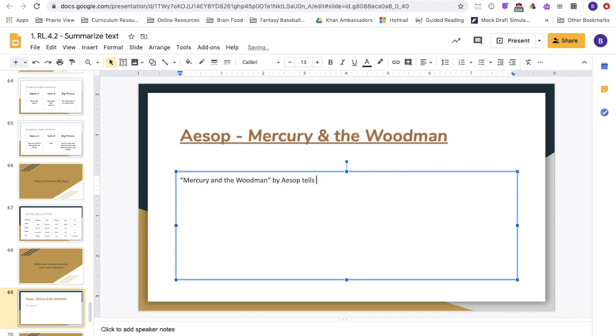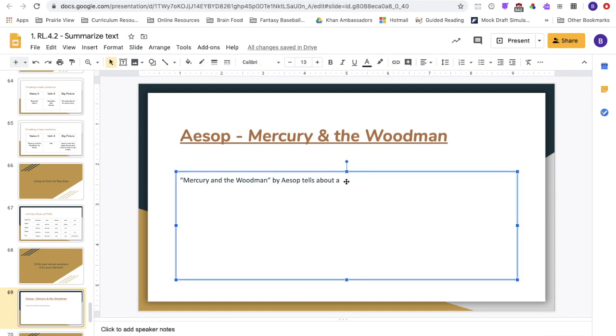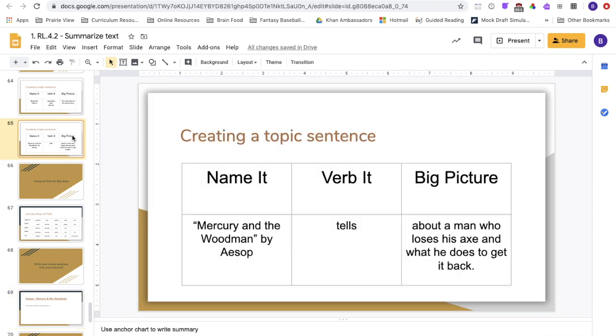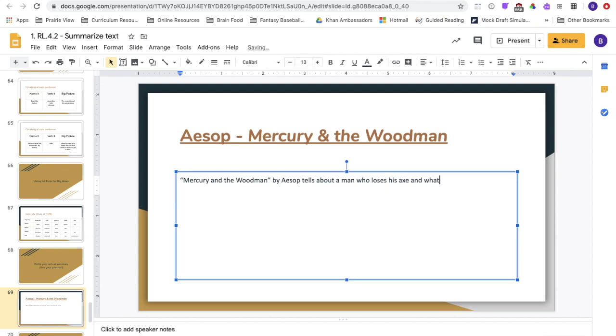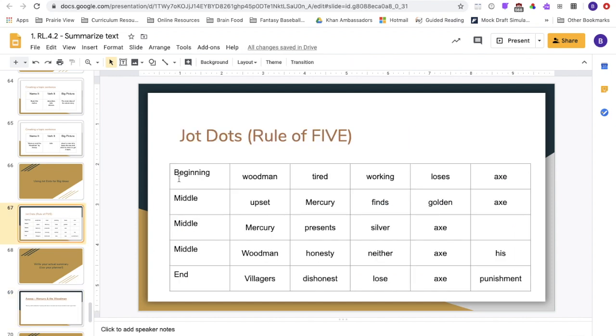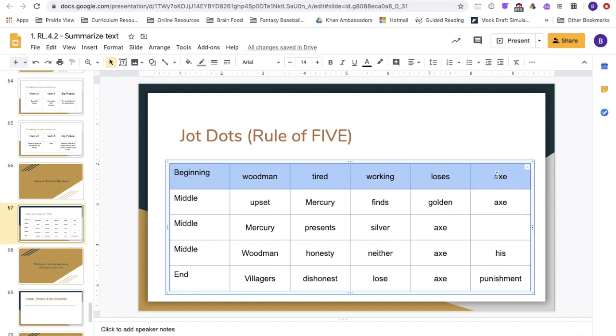And we said tells about, and we're going to go back to our planner, tells about a man who loses his axe, and what he does to get it back. All right, so there's our topic sentence, and now we can go to our jot dots. Again, we want to tell this in sequential order, so beginning, middle, and end.